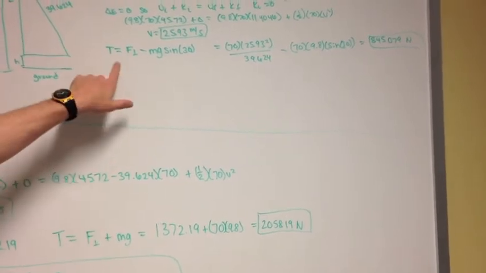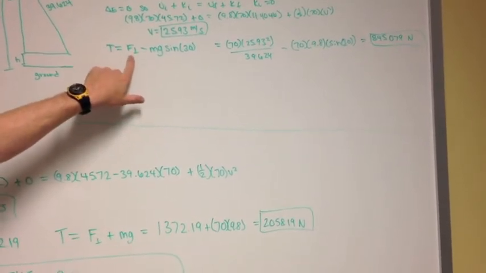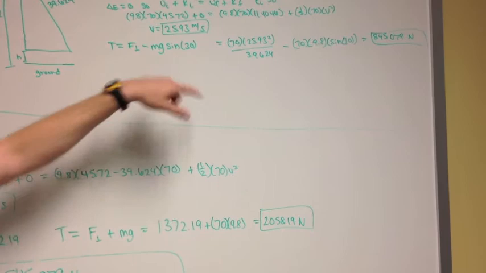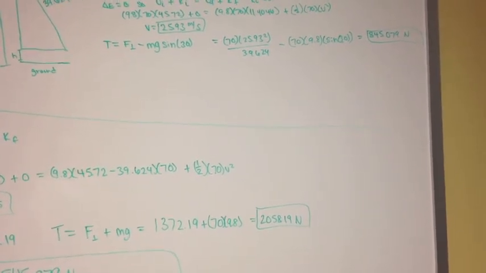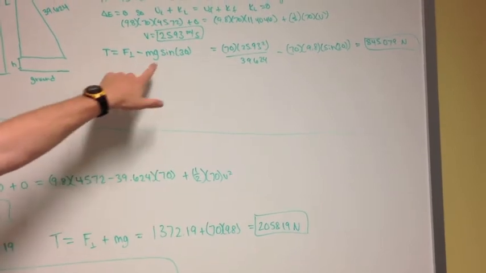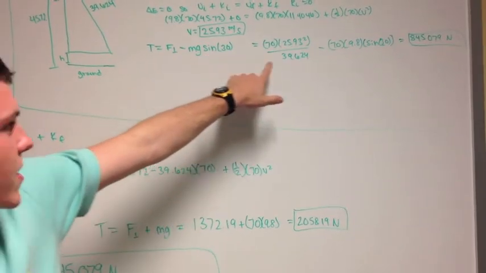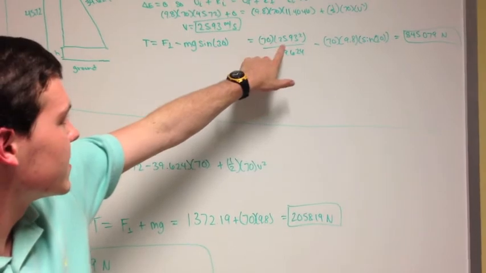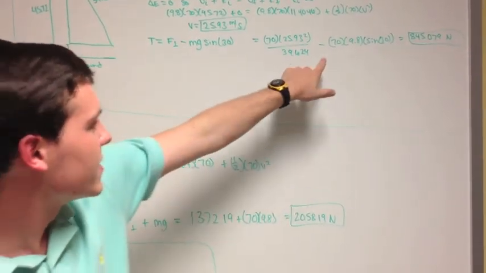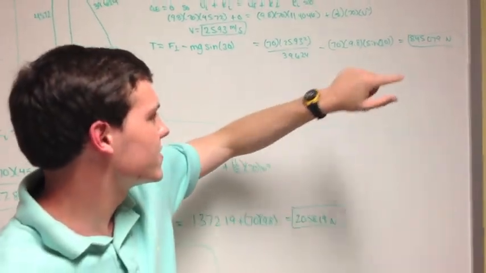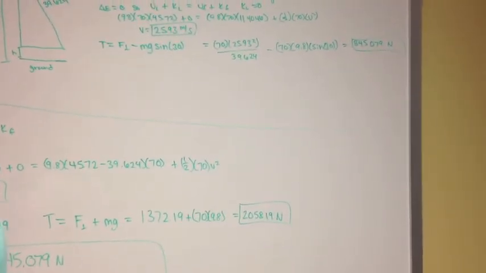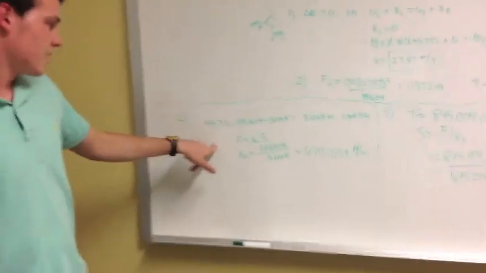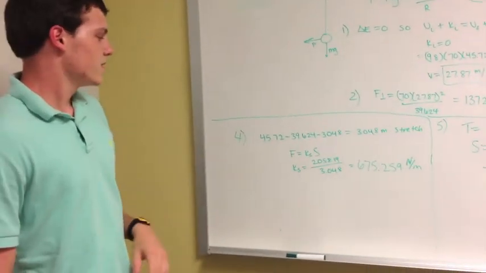So then, in this case, we have tension equals F perpendicular minus mg sine 30. We got that from the tension force being F perpendicular plus F parallel. So this is F parallel. And so we're going to come up with mv squared over r with that same V that we just found, minus 70 times 9.8 times sine 30. And that's going to give us 845.079 newtons.